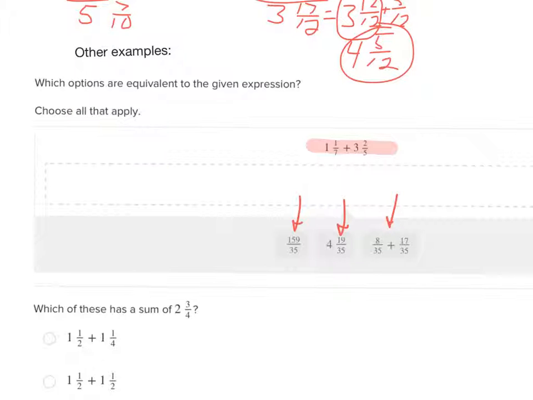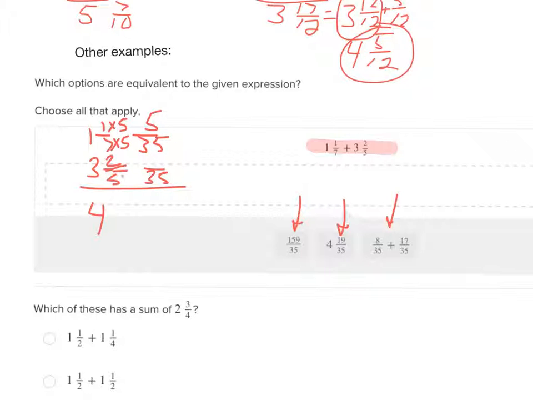I think I'm going to start by just adding 1 and 1/7 plus 3 and 2/5. Whole numbers add up to 4. The common denominator would be 35. So to get the common denominator of 35ths, I'm going to multiply 1/7 by 5 over 5 to get 5/35. I'm going to multiply 2/5 by 7 over 7 to get 14/35. And the fractions add up to 19/35.